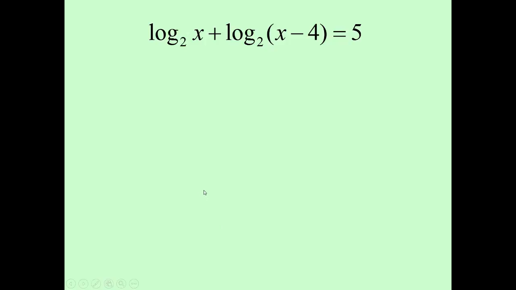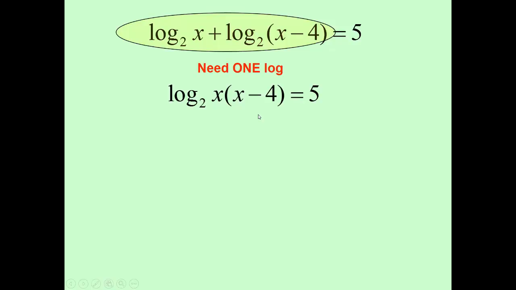Now, this one, we did one kind of like it in the previous section, only it wasn't base 2. So here, in order to do our technique, we've got to put these two logarithms together into one. And the first property of logarithms tells us if this is add, then we need to multiply the x and the x minus 4. Now we change from logarithms to exponents. Finish solving. 2 to the 5th power is 32. X times x minus 4 is x squared minus 4x.